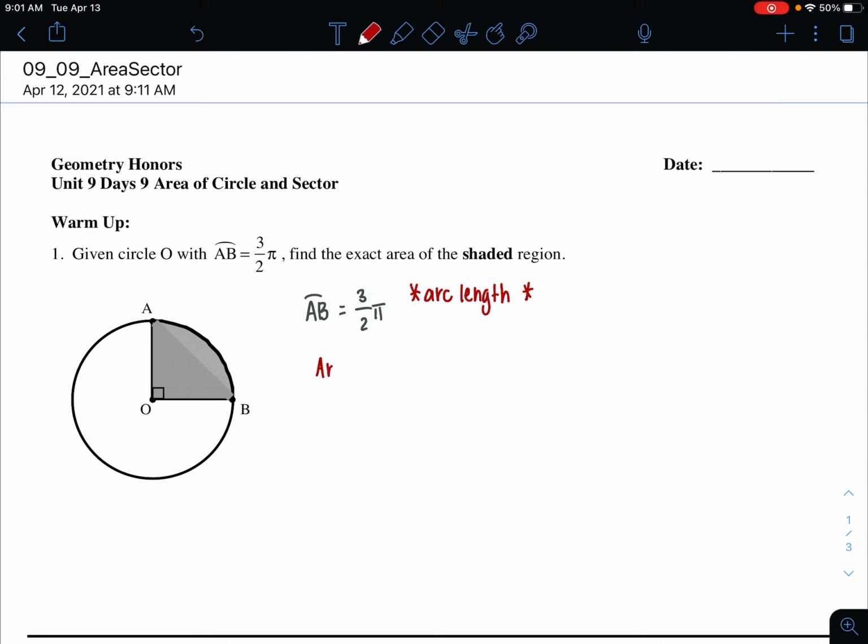So our arc length formula is arc length equals theta over 360 times 2 pi r. Well, lucky for us, we know our arc length and we know the measure of theta because it's 90 degrees opening towards arc AB. So this is going to be 3 pi over 2 equals 90 over 360 times 2 pi r. Because of this, I can now find my radius. Take a moment and solve.